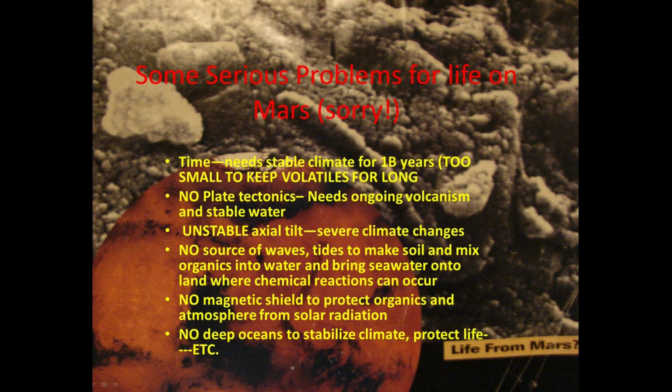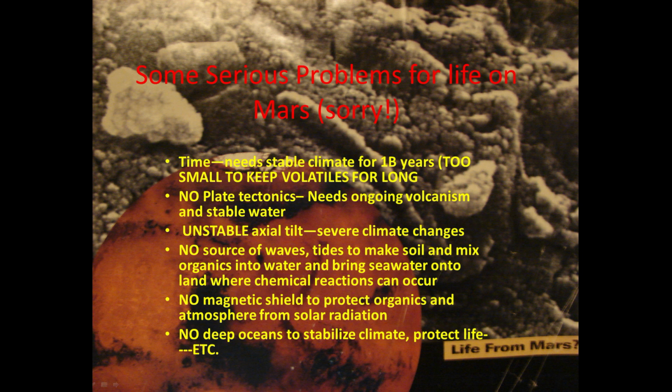Now I'd like to consider poor little Mars, only a fraction of Earth's size. In order for life to develop on Mars, it would have needed a stable climate for 1 billion years. Unfortunately, Mars was too small to keep volatiles for long. Mars had no plate tectonics, so it did not have the ongoing volcanism and stable water source. It also, without a moon, had an unstable axial tilt with severe climate changes.